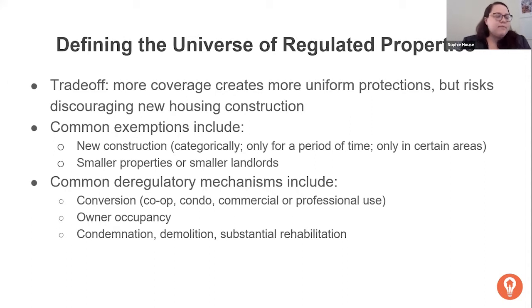In general, the trade-off that we see here is that providing more of these mechanisms can mitigate the extent to which regulation discourages production. So if you provide more pathways out of regulation, you're loosening some of those market distorting effects potentially, but also decreases the stock of rent regulated housing. And in 2019, New York State got rid of several deregulatory mechanisms in its rent regulation program, including deregulation at vacancy when rents reached a particular threshold, and deregulation during tenancy for tenants whose incomes and rents reached certain levels.